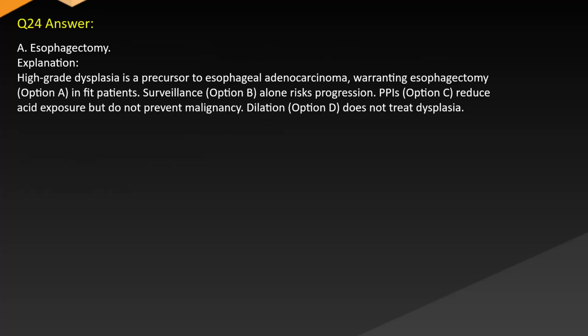Answer A. Esophagectomy. Explanation: high-grade dysplasia is a precursor to esophageal adenocarcinoma, warranting esophagectomy, option A, in fit patients. Surveillance alone, option B, risks progression. PPIs, option C, reduce acid exposure but do not prevent malignancy. Dilation, option D, does not treat dysplasia.